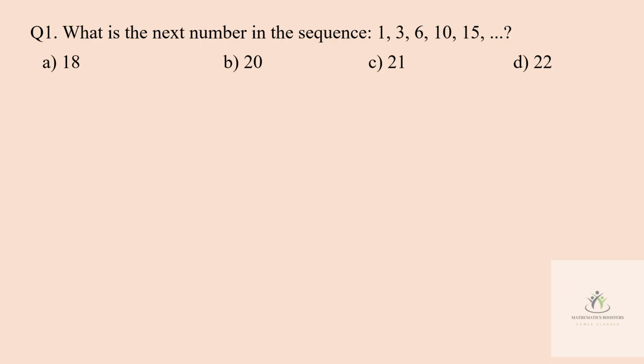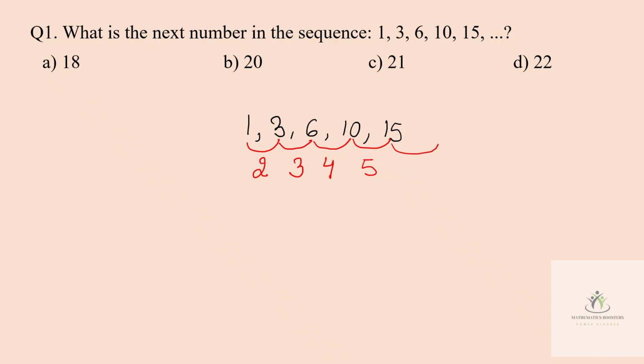First, check what is the relationship between these 5 numbers given. What is the gap between the first two? 2. Next, 3. Next, between 10 and 6 is 4. Next, between 15 and 10 is 5. If you see the gaps or the differences, these are all counting numbers. So what will be our next gap? The next gap will be 6. So 15 plus 6 will be 21. So we have 21 as the answer.